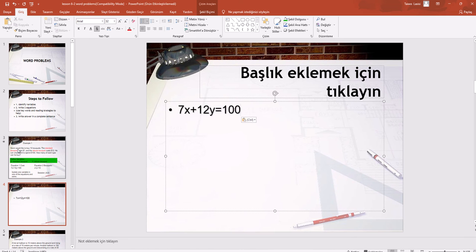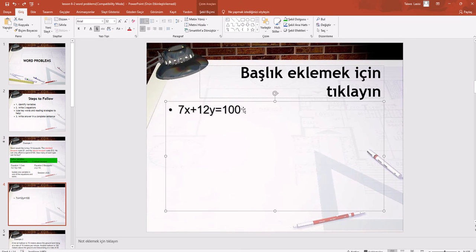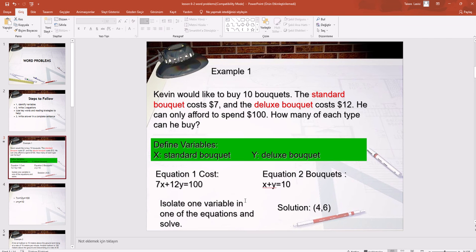So this is our first equation, and this is our second equation. We have two equations. Do you understand how we find these equations? Any questions here? No. The second one. In total, I want to buy 10 bouquets. Maybe I will buy some of the more expensive ones, and maybe some of the cheaper ones. But in total, I can buy 3 of these or 7 of these. Let me explain in more detail.